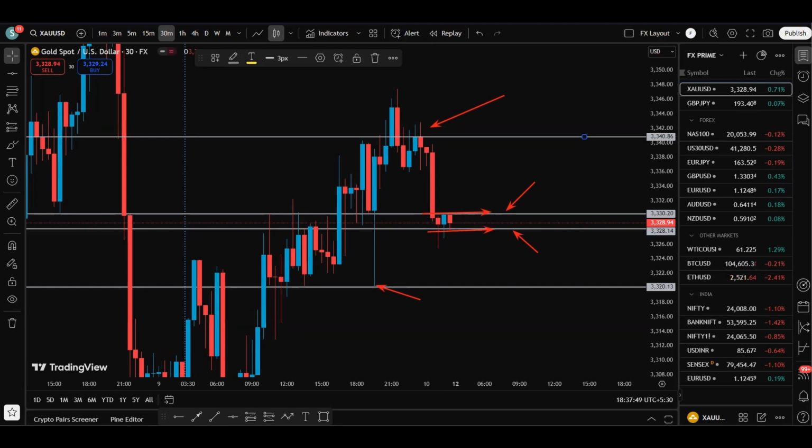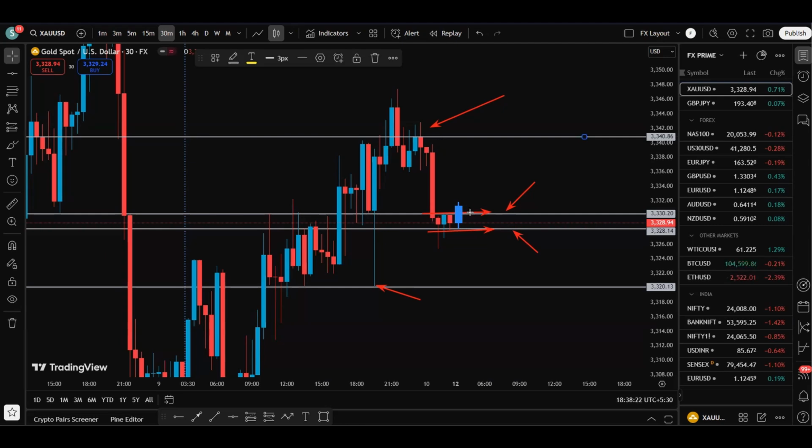Now, if we get a candle close above the resistance, for example, this is our resistance, this is our support, and we are on the 30-minute time frame. If we get a 30-minute candle close above this resistance, right? Once you get a 30-minute candle close above the resistance, that will indicate that this resistance has been broken, and now there is a very high probability for the price to go to the next resistance, because we are trading during a high volume time.